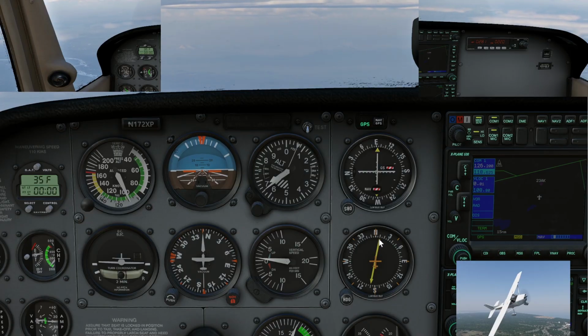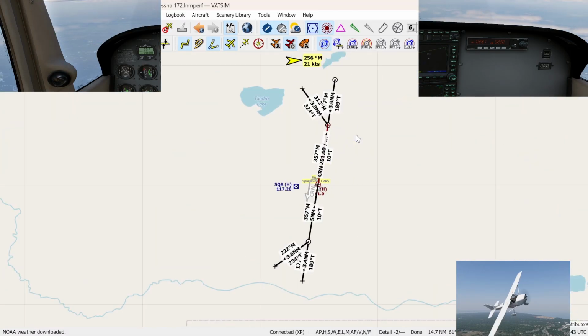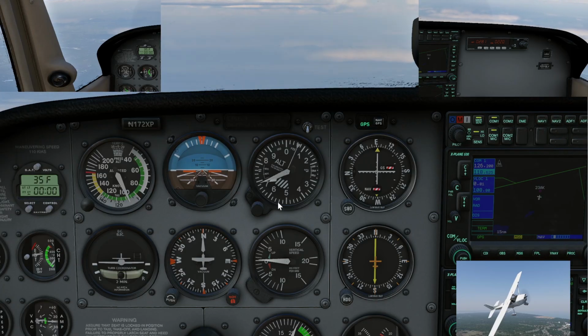Okay, well, let's do the procedure turn. I don't even remember what the procedure turn number is. I'm going to check my little nav map. But our outbound course will be 312. Okay, so let's get on that. We are going outbound, and then we're going to turn left at 312. All right, left turn now.